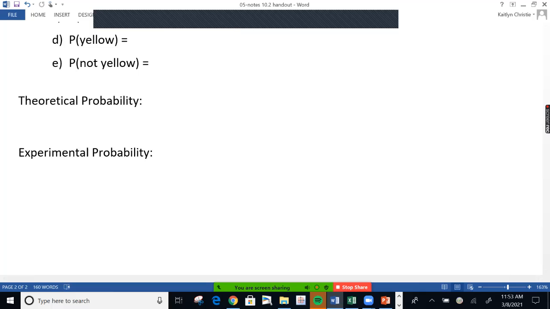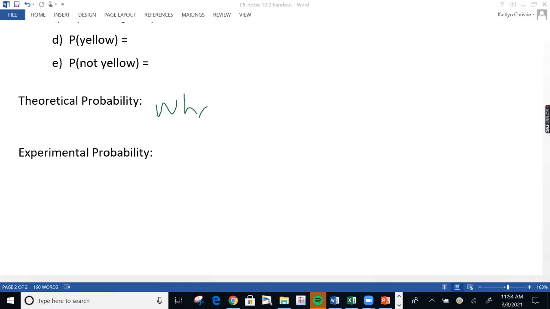So let's talk about that theoretical versus experimental and actually put a definition to them. The definitions that I like to use, and you can come up with your own, since you have a pretty good understanding of this now. I'm just going to say the words that I use. Theoretical probability is what should happen, and that's if it's a perfect world.